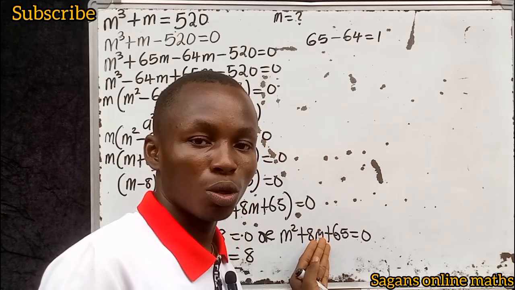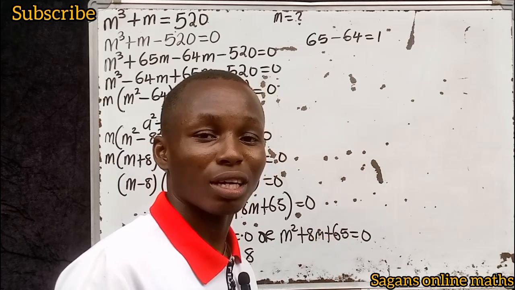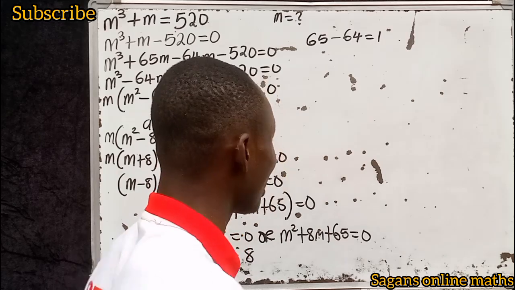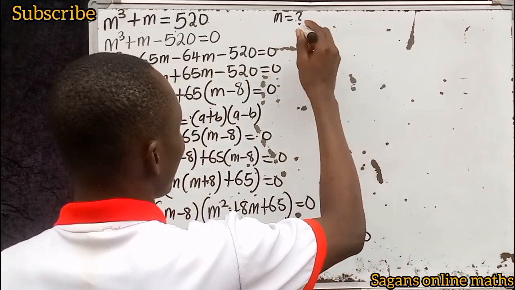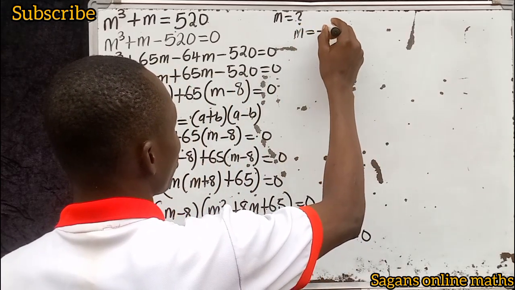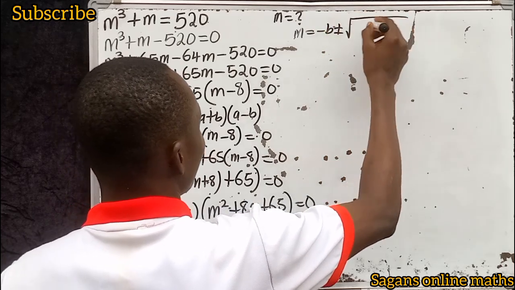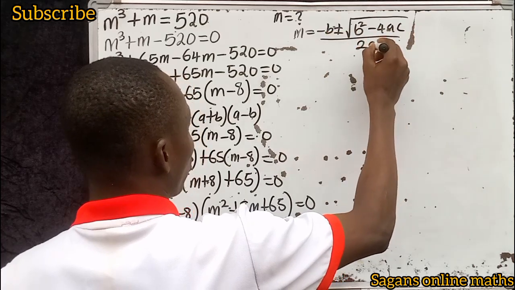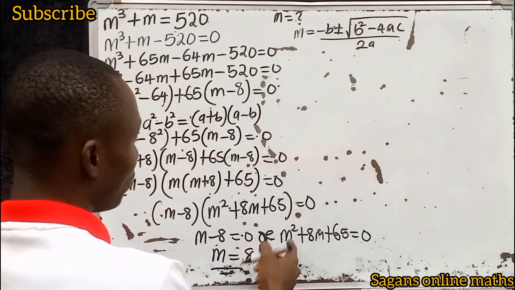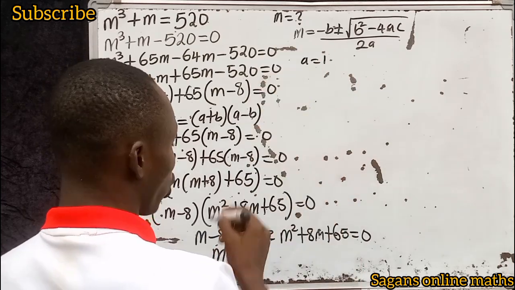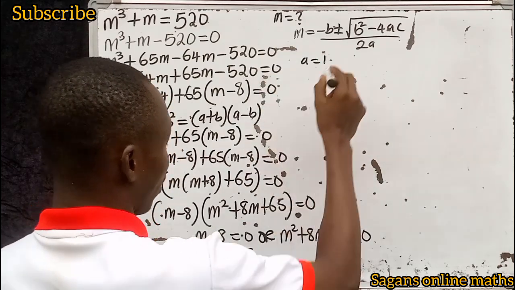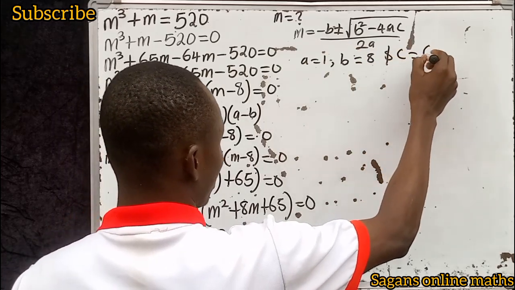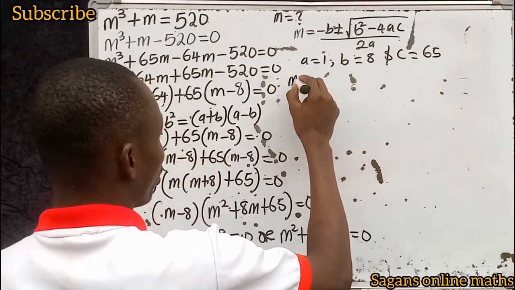But today in this video, another question we ask ourselves: can this question be factorized? No. If that's the case, what are we going to do? Let's use the quadratic formula. We state that m is equal to minus b plus or minus the square root of b square minus 4ac, divided by 2a. Now this is the quadratic formula. From this, our a is equal to 1, because the coefficient of m square is 1. Then our b is equal to 8, and our c is equal to 65.